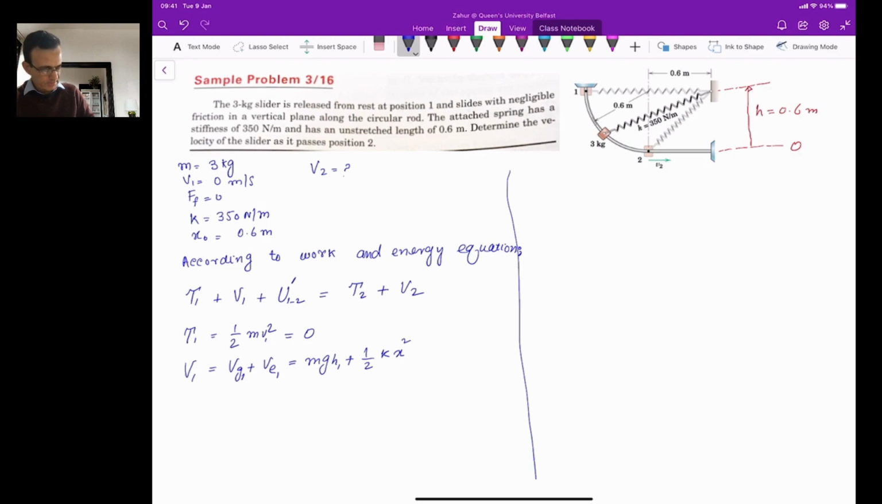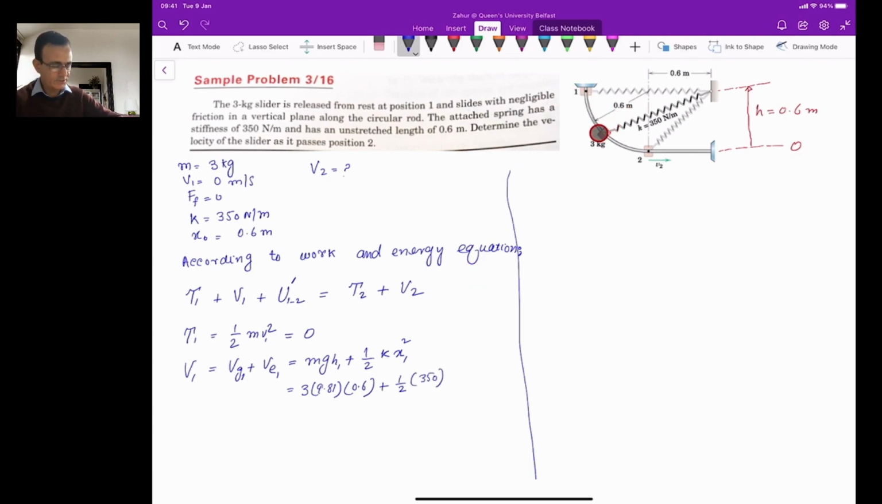So this is h1 and this is x1, because we are interested in the spring extension at position 1 and the height at position 1. So if you just put the values here, we can see that the mass is given, which is 3, and 9.81 and 0.6, and then you have the half, and this is 350.